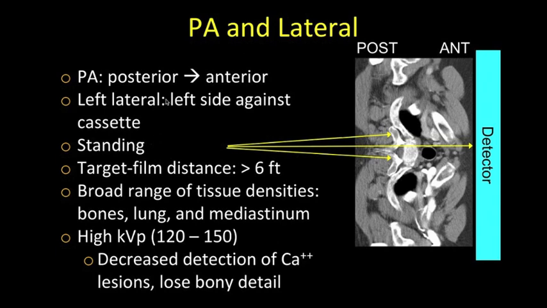The left lateral radiograph derives its name by the fact that the cassette is placed against the left side of the patient. A broad range of tissue densities exist in the chest, and therefore high KVPs are utilized to penetrate the chest and be able to optimally image the lung and mediastinum. There is a trade-off as bony detail is lost due to the high KVPs utilized for chest radiography.